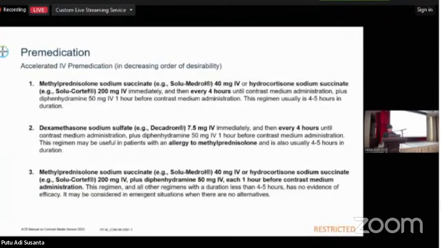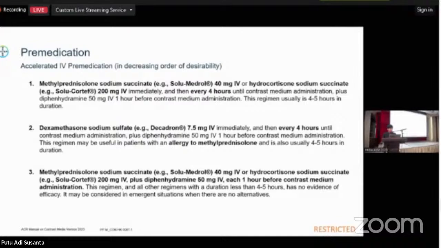And for the accelerated IV premedication, there are three regimens mentioned in the ACR guideline in decreasing order of preference. The first preferred regimen for IV premedication is methylprednisolone or hydrocortisone, injected immediately and then every 4 hours, and also with antihistamine 1 hour before the contrast exposure. The second regimen is dexamethasone, which may also be helpful if the patient is allergic to the first option, and the dosing duration and usage of antihistamine are similar to the first option.